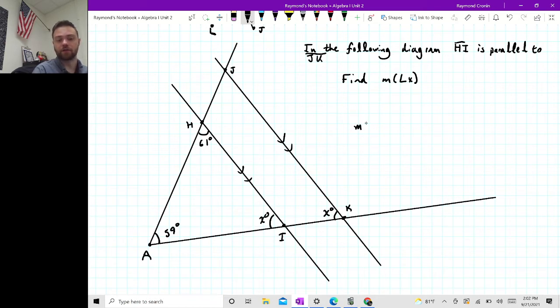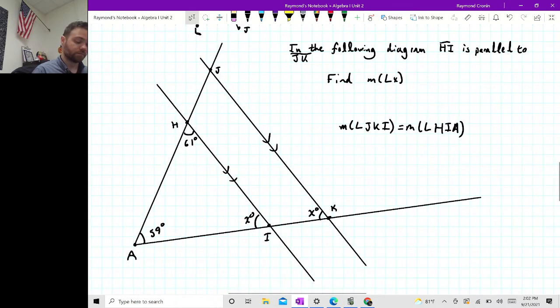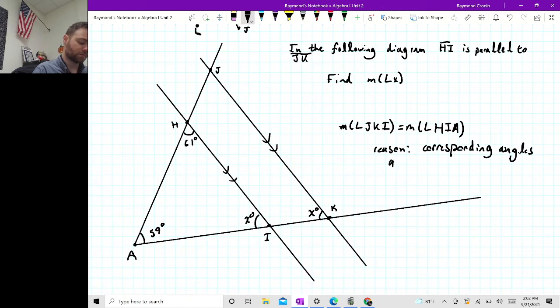Okay, so that is the measure of angle JKI is equal to the measure of angle HIA. And the reason is corresponding angles are congruent. And corresponding angles are congruent only if you've got two parallel lines. So since these two are parallel, we're guaranteed these corresponding angles are congruent. If they weren't parallel, they would not be congruent.